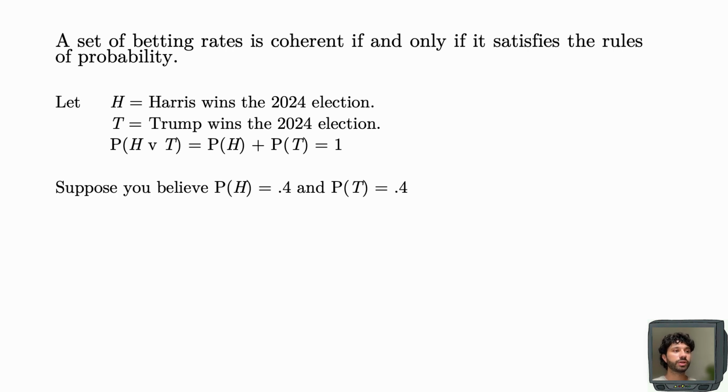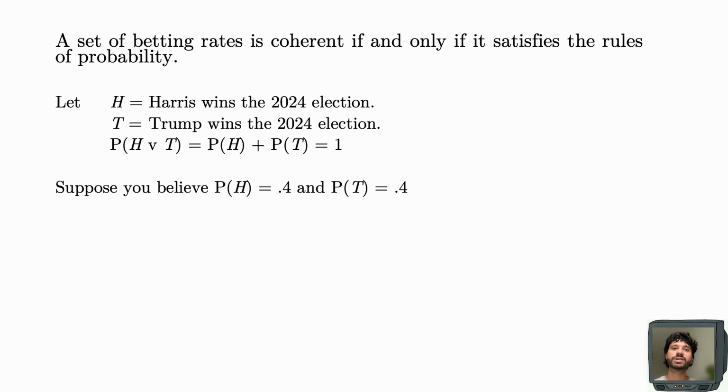Now suppose you believe that the probability of H is equal to 0.4, and the probability of T, namely that Trump wins, is equal to 0.4. So notice that if you add the probability of H and the probability of T, you'll get 0.8 and not 1. And so here you're violating the rules of probability. So this set of betting rates is incoherent, or these beliefs.